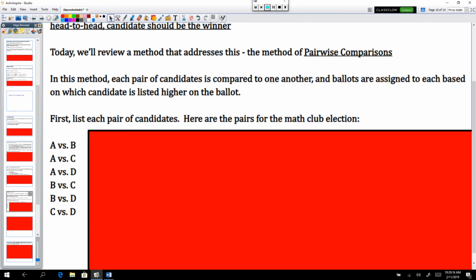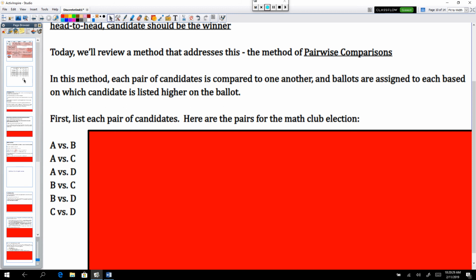So when the kids in class, I had them set up their elections, their head-to-head battles, to have every candidate versus every other candidate. That is the first step of pairwise comparison. Let me repeat this work back on our table so that we can look at the numbers.